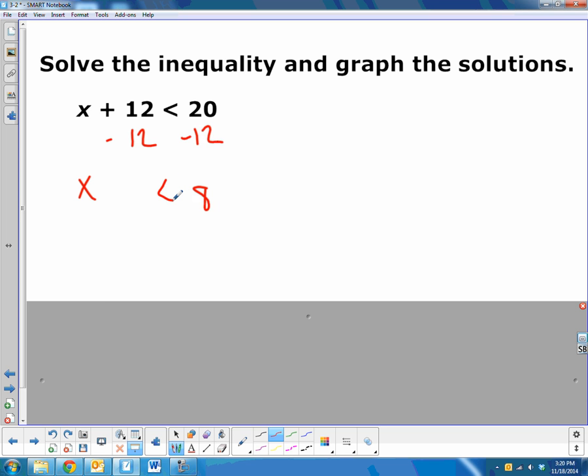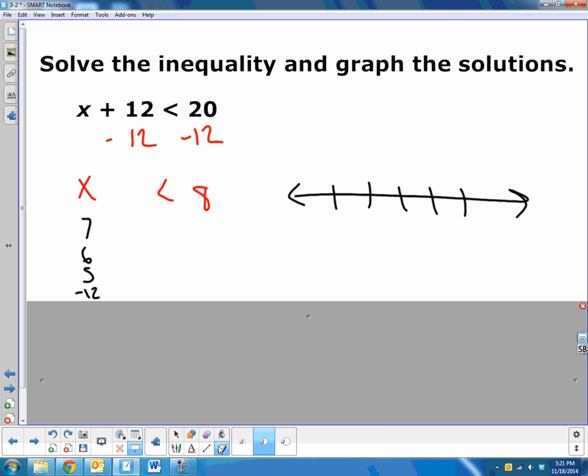If on an assignment, on a test, on a quiz, you write x equals 8, that's wrong, because x does not equal 8. X is everything less than 8, which means that there's not one solution, there is a multitude of solutions. And the best way we have of representing that solution, what values could x be? Well, x could be 7, 6, 5, negative 12. It could be a lot of different answers. X could be an infinite number of answers. And so we're going to make that graph.